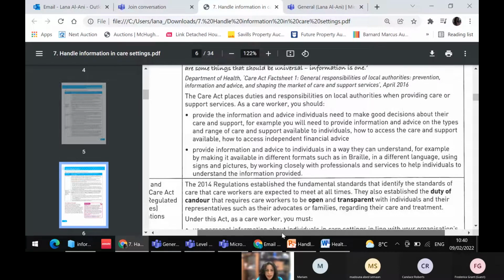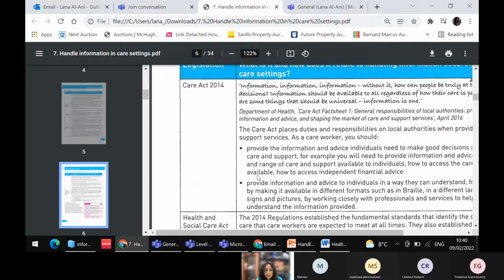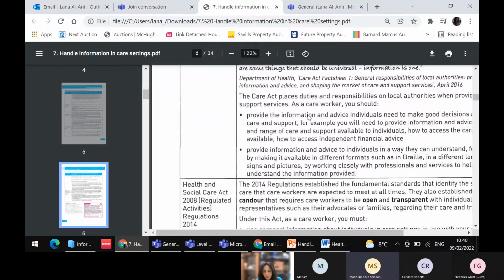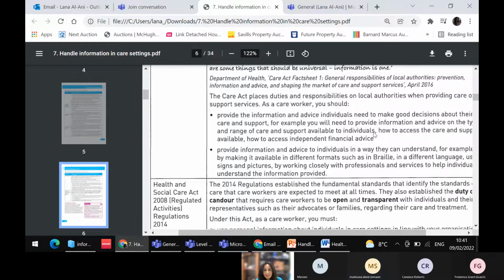So under the CARE Act 2014, first of all, we provide the information and advice for individuals to allow them to make good decisions about their own care. Yes? So first of all, we provide them with all the information so they can make a good decision about their care, and also provide information and advice for the individual in a way that they can understand it. Is this okay? Understood? Yes. So far? All right.